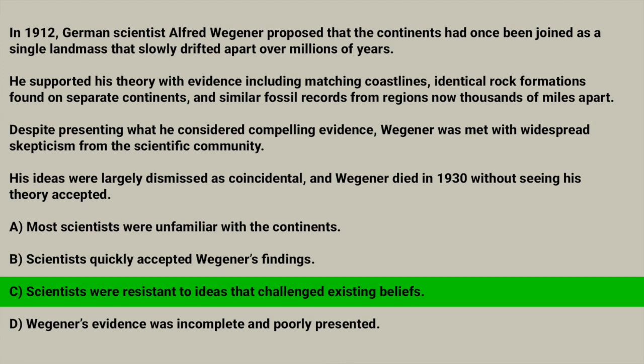The passage tells us Wegener was met with widespread skepticism and his evidence was dismissed as coincidental. That tells us the scientific community resisted new ideas. Choice B is the opposite of what the passage says. Choice D puts words in the passage that are not there. The evidence is described as compelling, not incomplete. Always stay within what the passage actually supports.